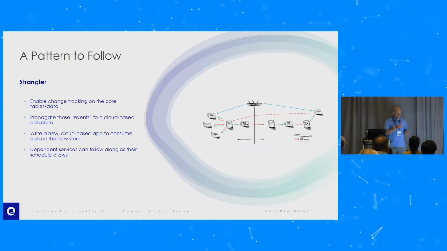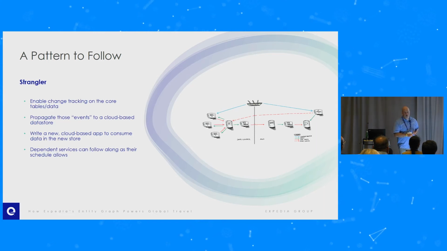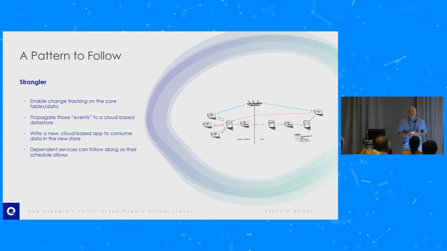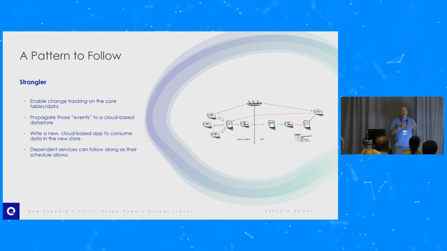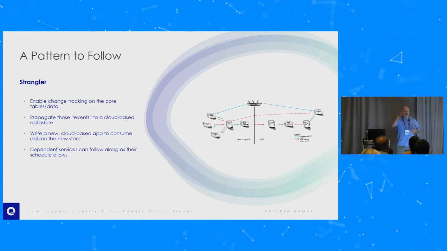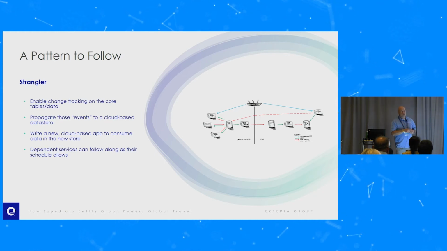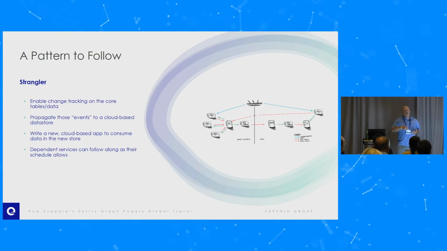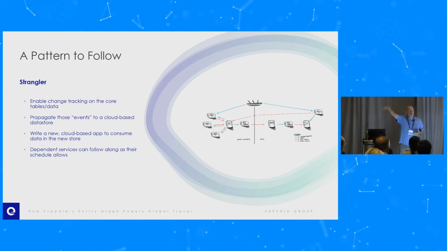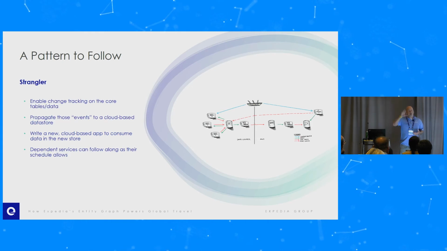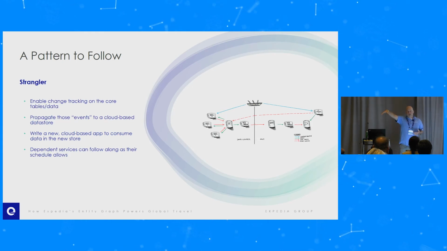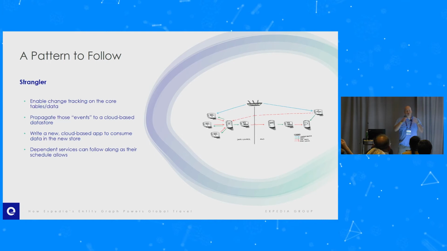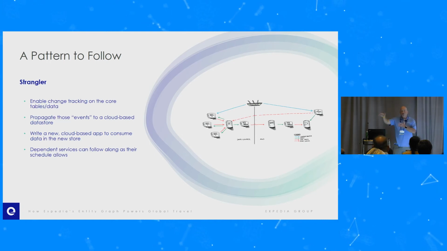So here's our pattern we're going to follow, the strangler pattern. Is anybody familiar with this? Have you heard of this? So this is a great way, if you're on-prem, to get out in the cloud. You basically enable change tracking on your data store. You throw events out into the cloud. You create a new data store in whatever you want out in the cloud. You can move your app out there to read, and you slowly strangle your traffic from your old system onto your new system.